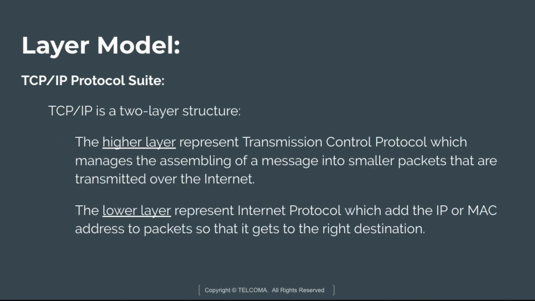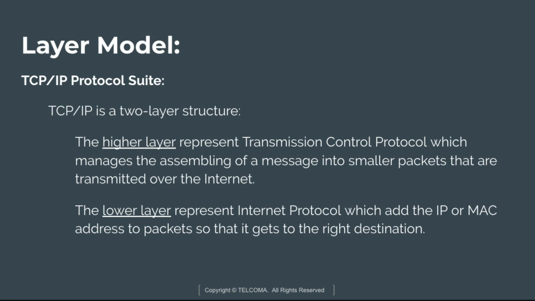Now let's discuss its layers. TCP/IP is a two-layer structure, that is, a higher layer and a lower layer. The higher layer represents the Transmission Control Protocol, which manages the assembling of messages into smaller packets that are transmitted over the internet, whereas the lower layer represents the Internet Protocol, which adds the IP or the MAC address to the packet so that it gets to the right destination. It means the higher layer converts the messages into smaller packets, whereas the lower layer adds the IP or the MAC address to these packets.